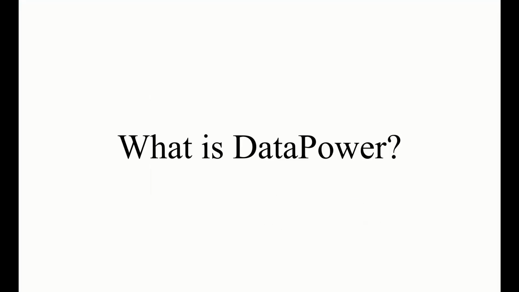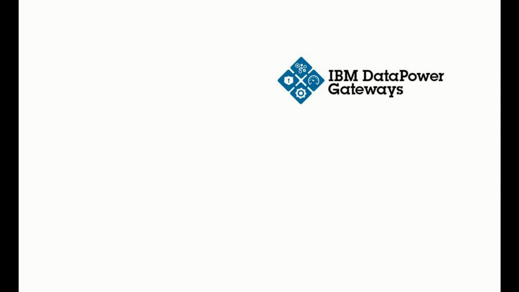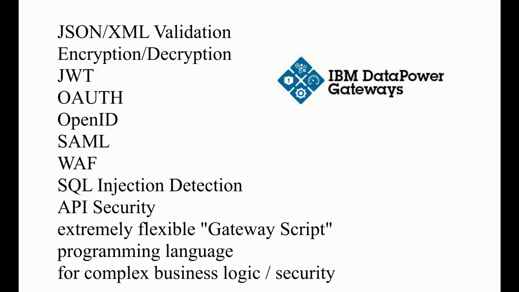So first and foremost, what is DataPower? DataPower is an API gateway which can be configured with a wide range of security settings like OAuth, OpenID, JSON validation, XML validation to provide a security service for your API and web gateway.